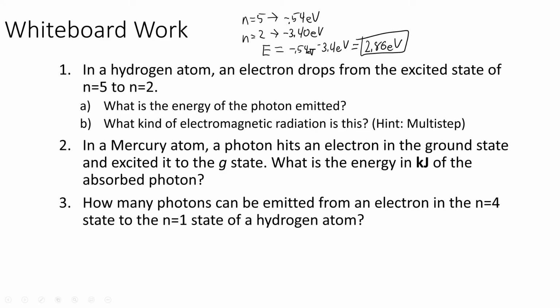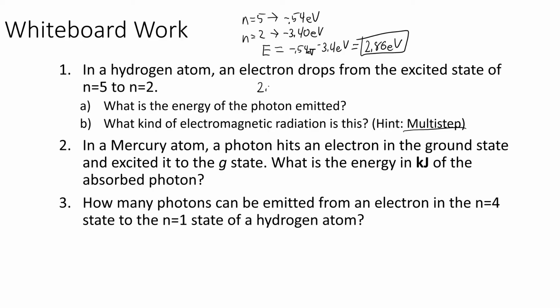Now, the next one is asking what type of electron radiation is created from this, and I gave that hint that is a multi-step question. So this will take a couple of equations for us to figure this out. The first thing we have to do is switch our energy unit back to the SI system. And we talked about this in the last video.